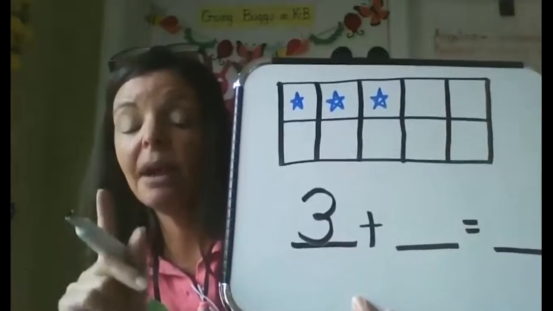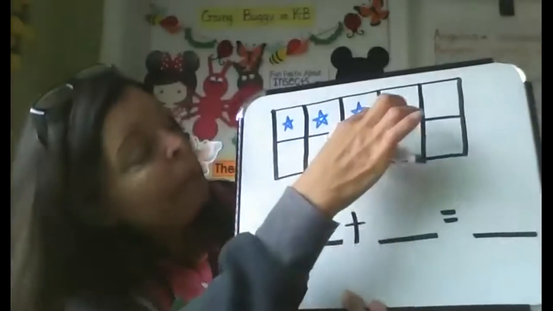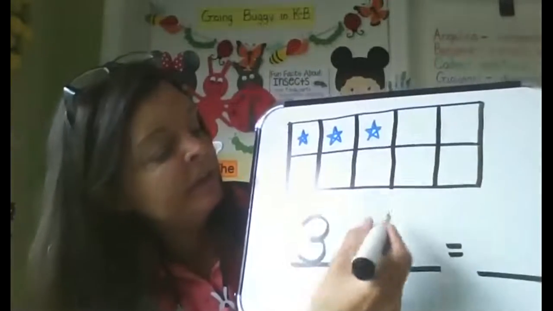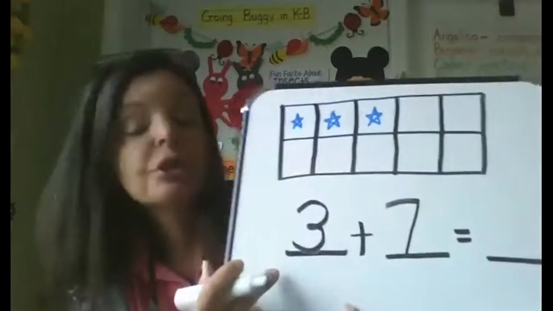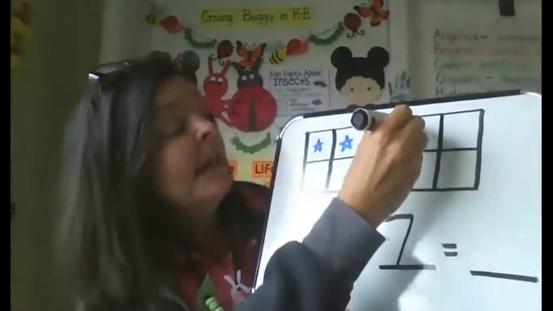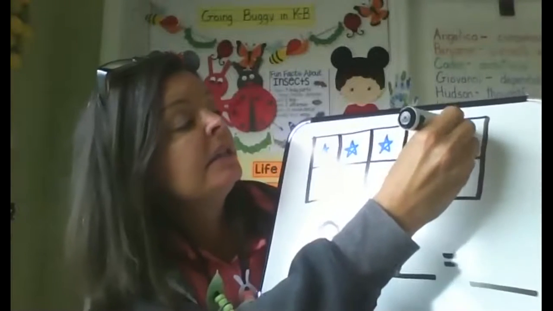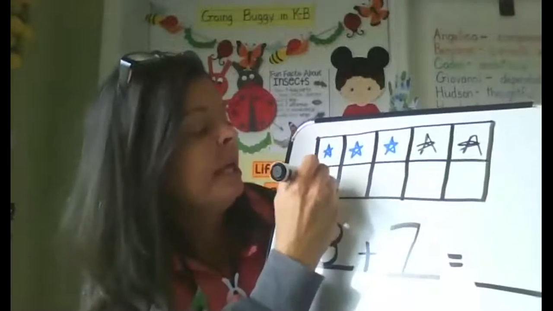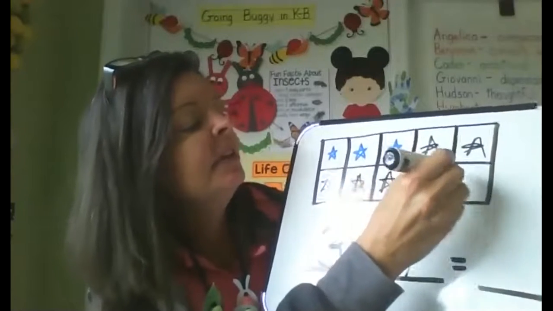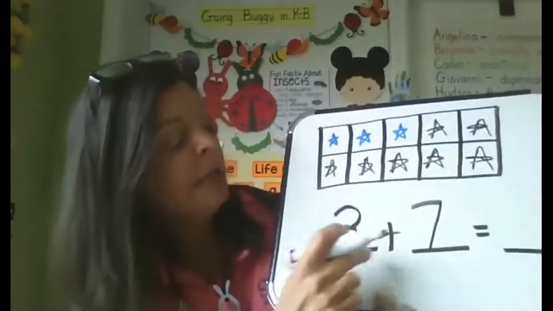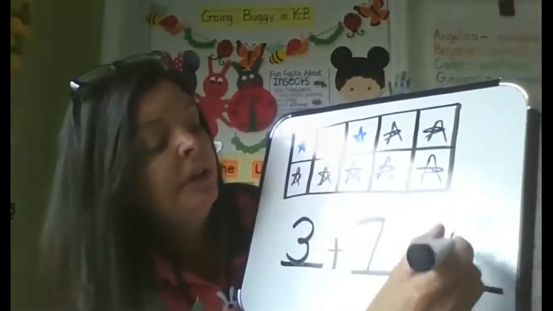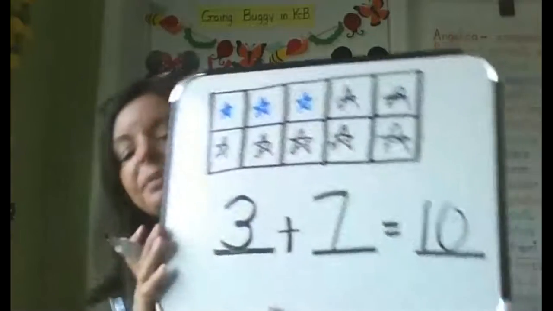So what I need to do is count my empty spaces. 1, 2, 3, 4, 5, 6, 7. So 3 stars plus 7 more. 1, 2, 3, 4, 5, 6, 7. 3 plus 7 more, and now they're all full, so we know that that's going to equal 10.